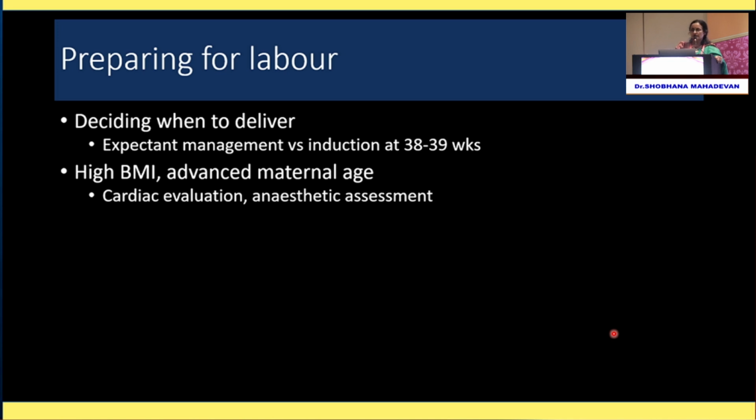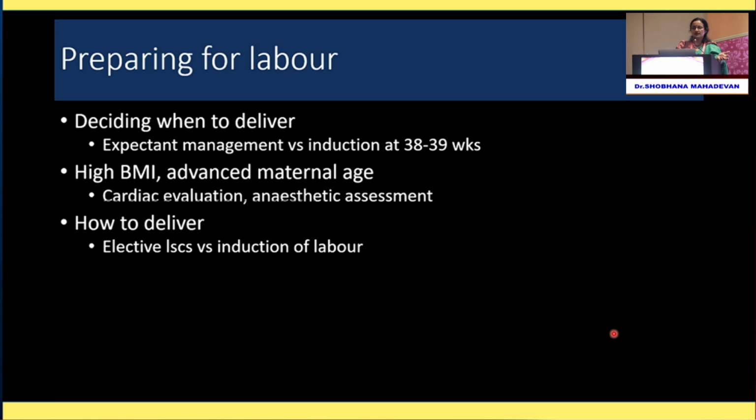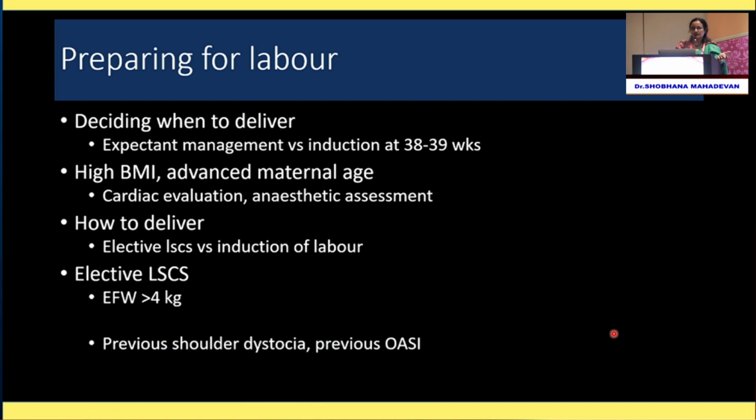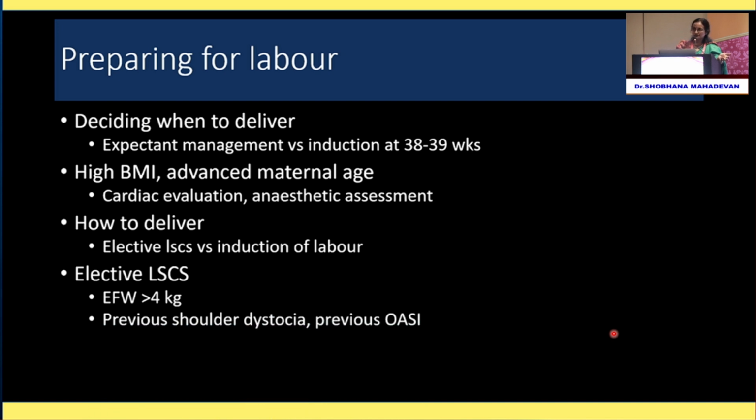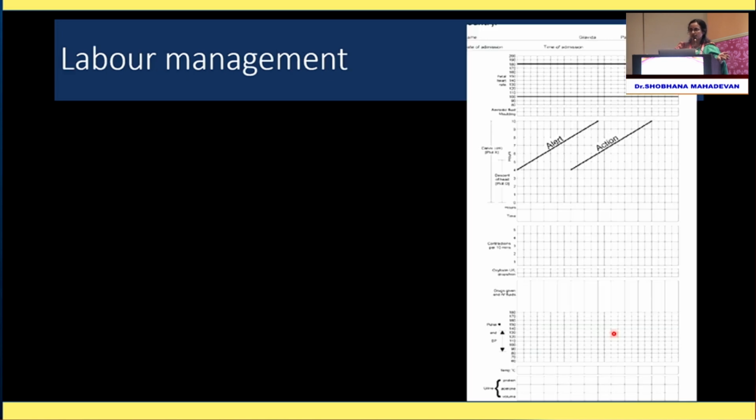When we have other factors contributing to the LGA other than diabetes, such as high BMI and advanced maternal age, do a cardiac evaluation and anesthetic assessment, and then decide whether we want to induce or do an elective C-section. That will depend upon the estimated weight and the previous history of shoulder dystocia, previous obstetric sphincter injury, previous cesarean, and other present obstetric complications.